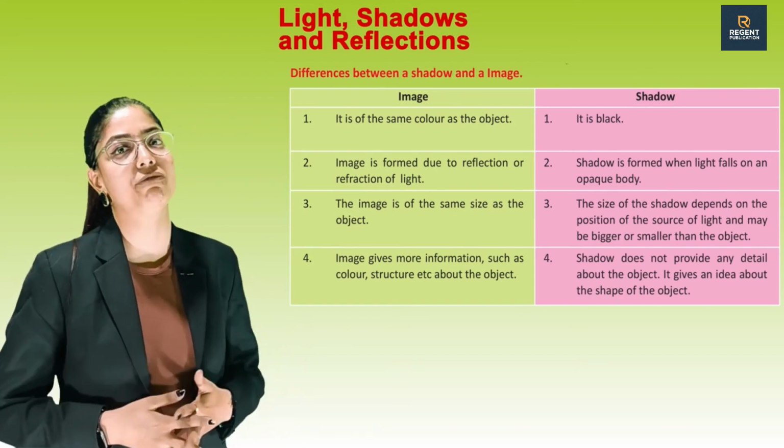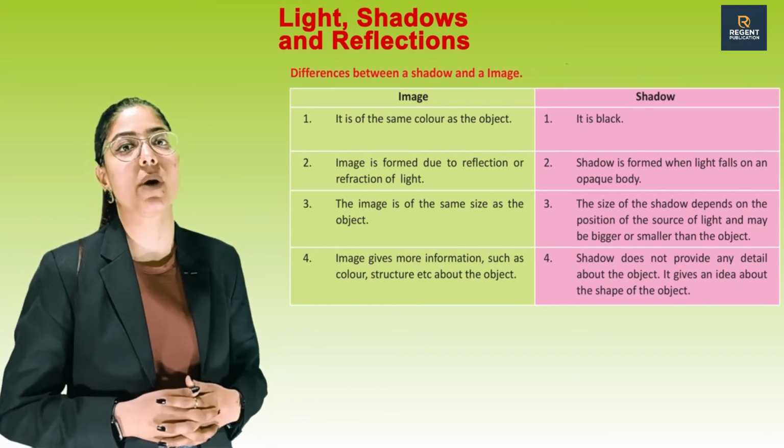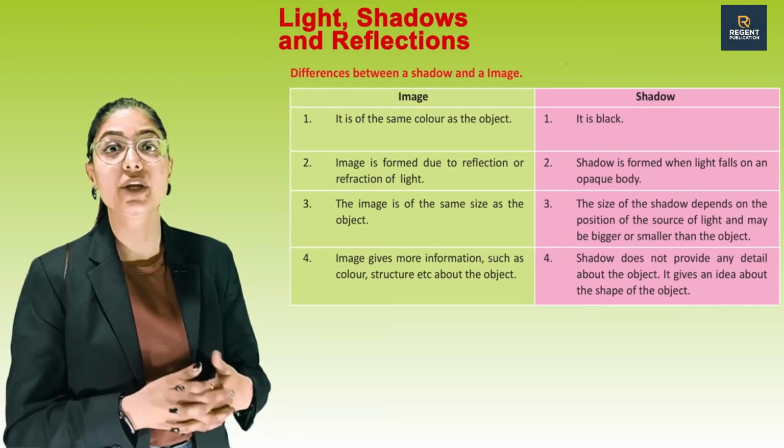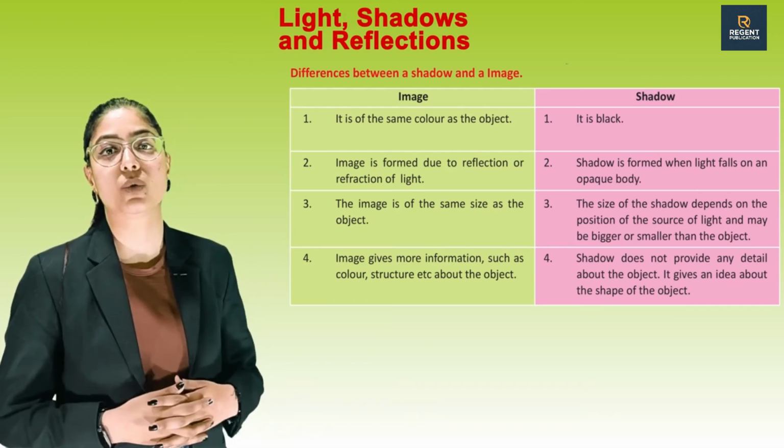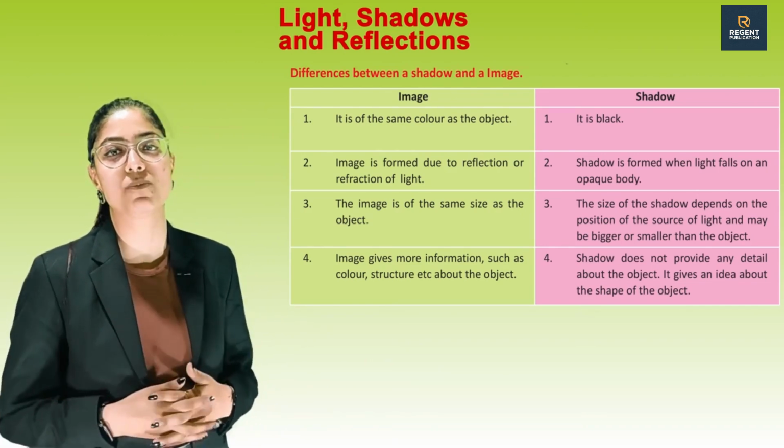Image gives more information such as color, structure, etc. about the object. Shadow does not provide any details about the object. It gives an idea about the shape of the object.